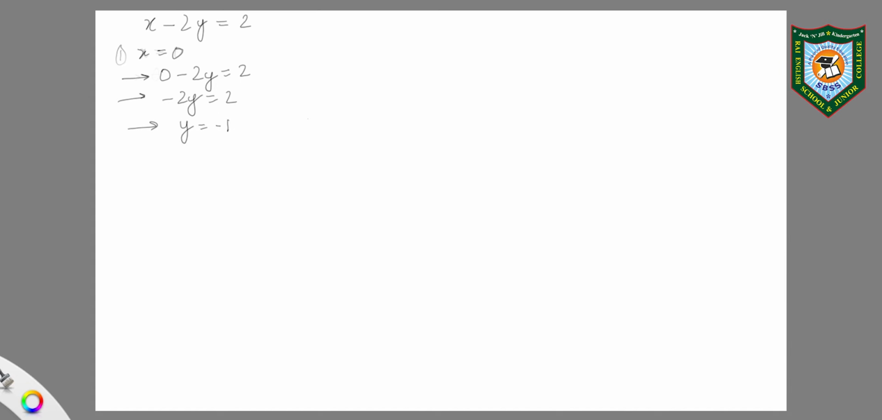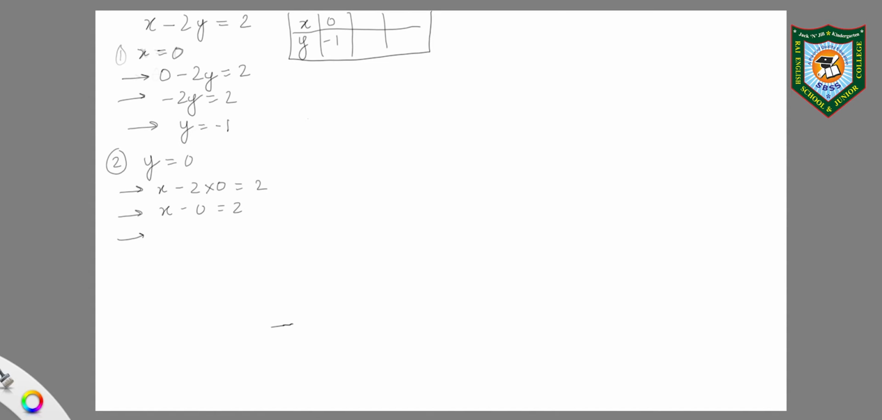So now I need to table this. I have x, y: x is 0, y is minus 1. Now for my second step, I'm going to assume y is equal to 0. So that gives me x minus 2 times 0 is equal to 2, which gives me x minus 0 is equal to 2, and eventually I get x is equal to 2. So now I have x as 2 and y as 0.